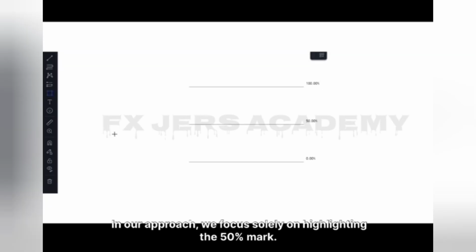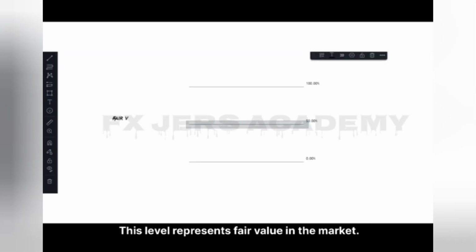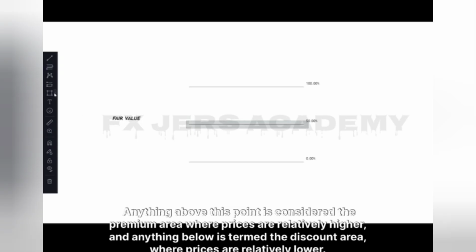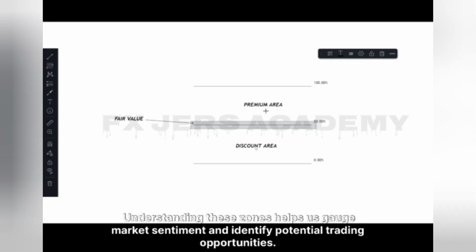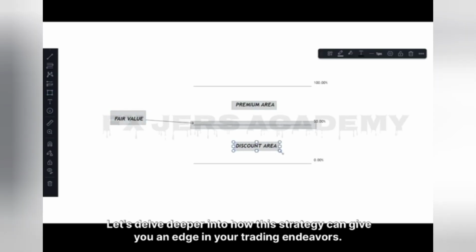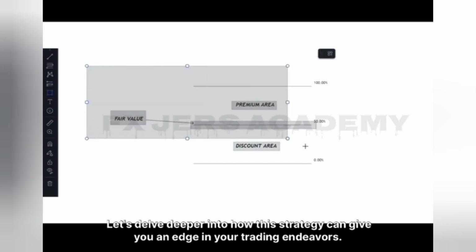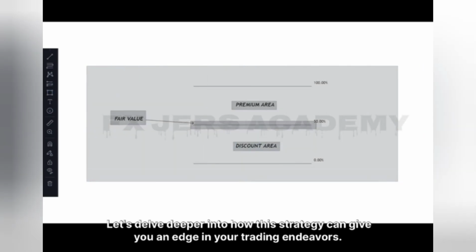In our approach, we focus solely on highlighting the 50% mark. This level represents fair value in the market. Anything above this point is considered the premium area, where prices are relatively higher, and anything below is termed the discount area, where prices are relatively lower. Understanding these zones helps us gauge market sentiment and identify potential trading opportunities. Let's delve deeper into how this strategy can give you an edge in your trading endeavors.